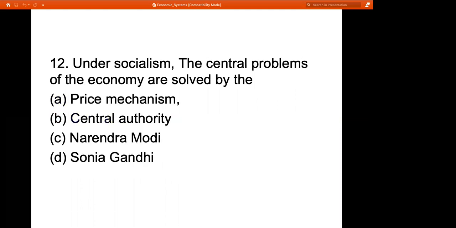Under socialism, the central problems of the economy are solved by... The options are price mechanism, central authority, Narendra Modi and Sonia Gandhi. I just added those. So it is by the central authority. Most of the problems will be dealt with and solved by this central authority under socialism.